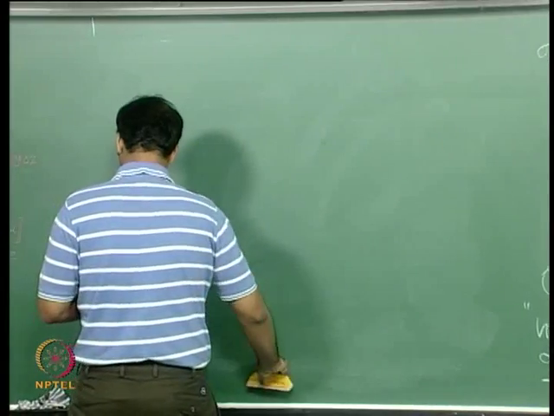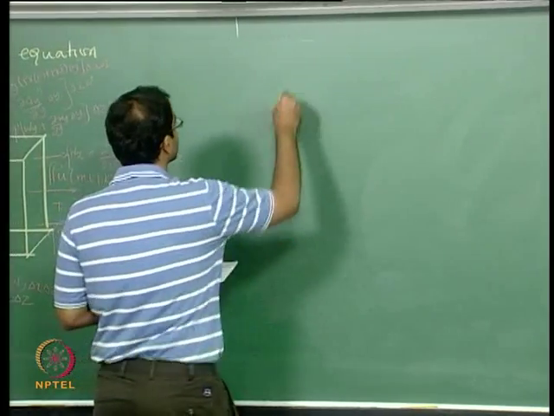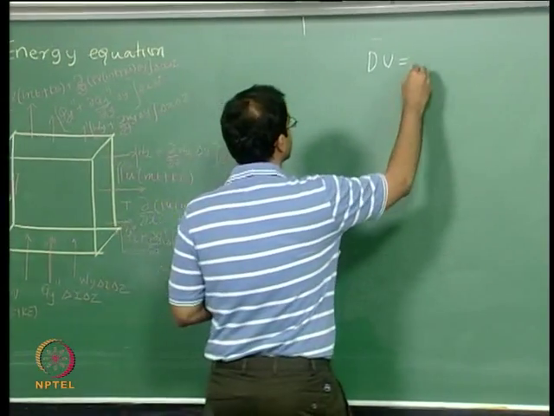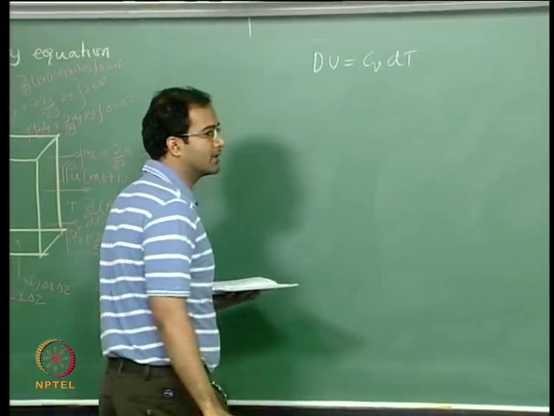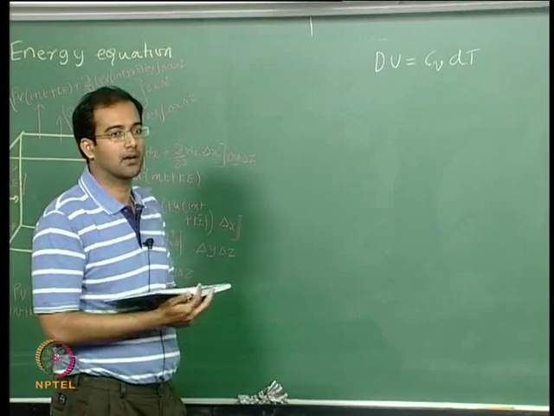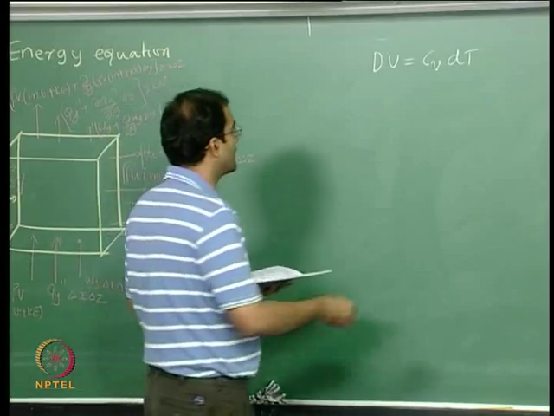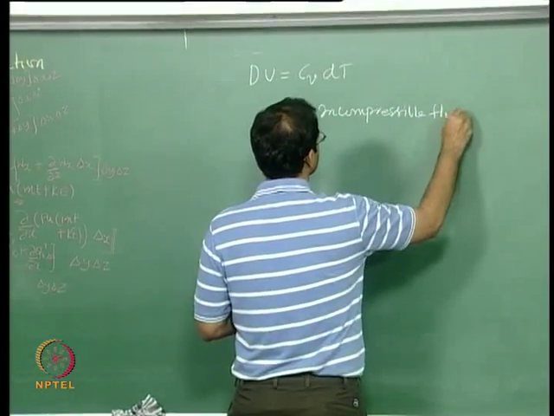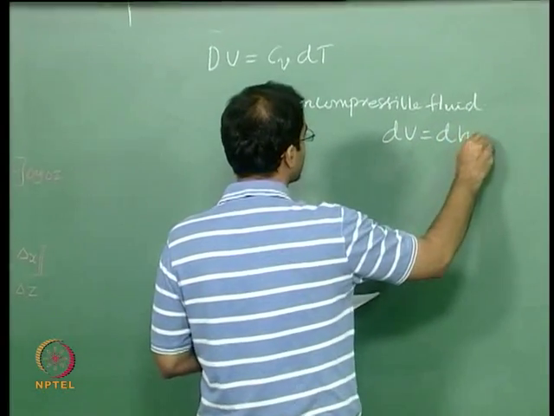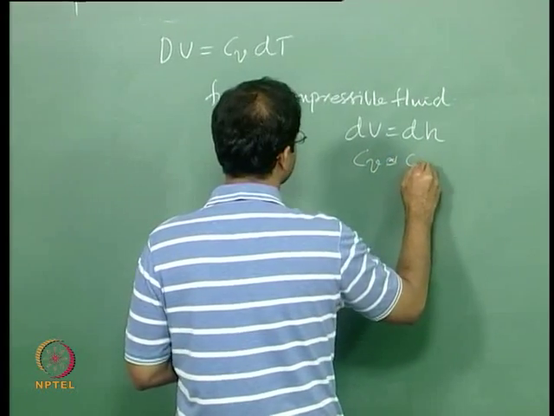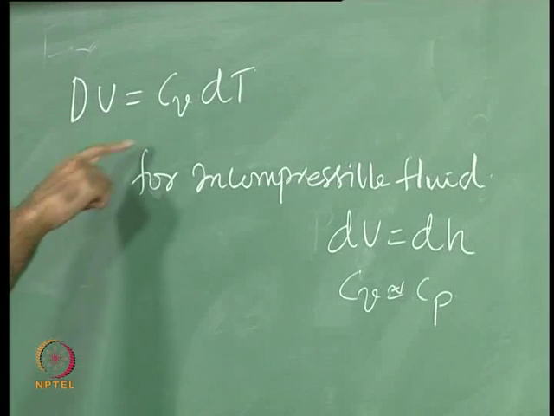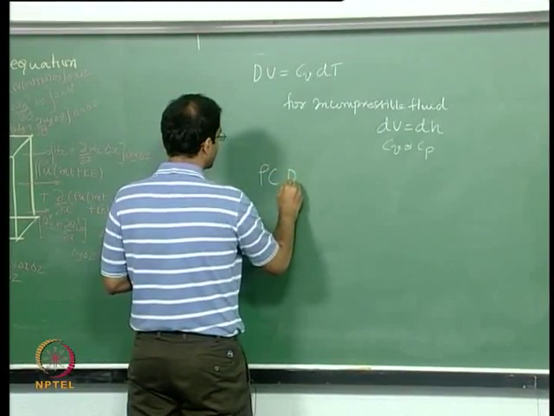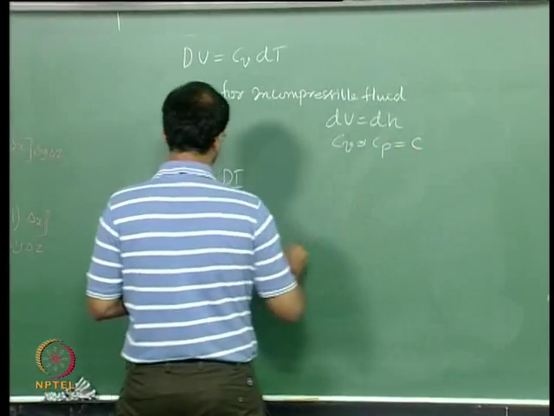So the first thing, if you introduce the fact that your du, that is your change of internal energy, is related to your temperature, okay. So if you say that it is Cv dT, and for an incompressible fluid it does not matter which specific heat you use, whether it is specific heat capacity at constant pressure or constant volume, they are the same, okay. So for an incompressible fluid, your du is the same as the change in enthalpy, therefore your Cv is approximately equal to Cp, okay. So this is just one constant specific heat I can use for incompressible fluids, and therefore I can express that in terms of temperature. So I can write this as rho C dT by dt, which is equal to C, okay.